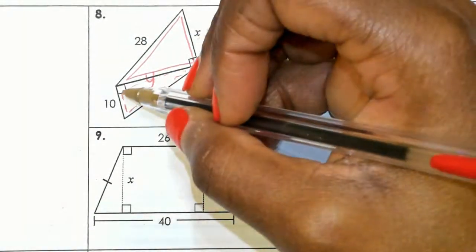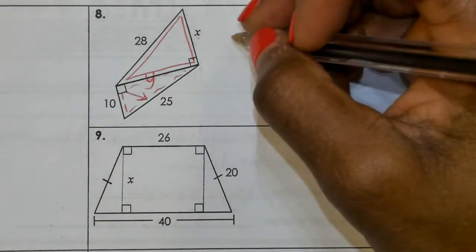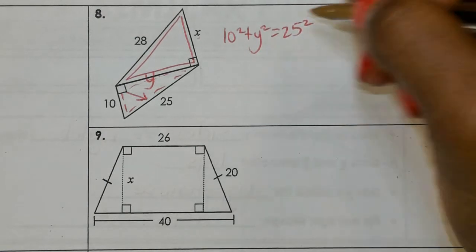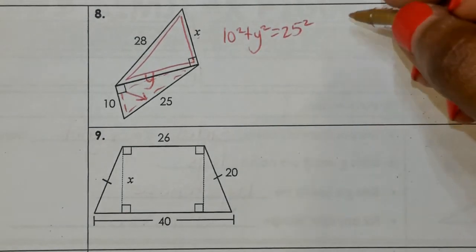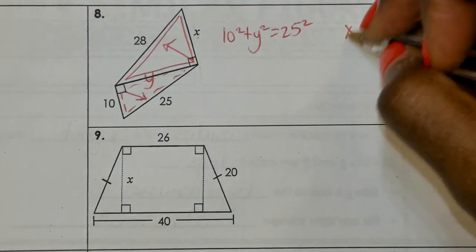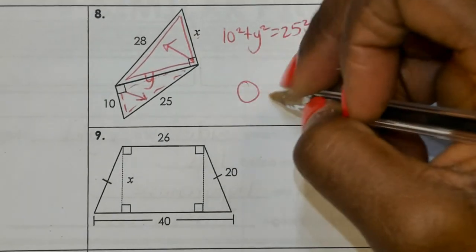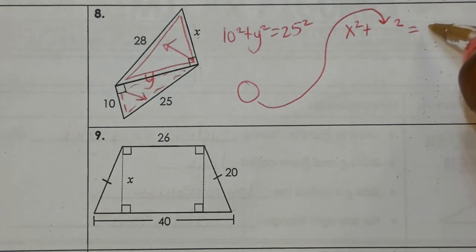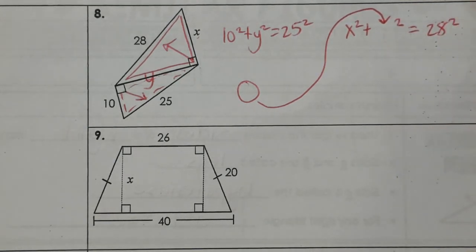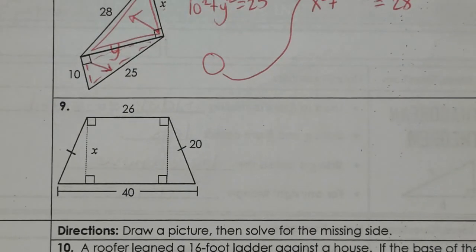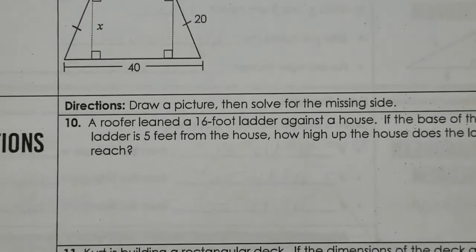So on this triangle, across from the 90 is the 25, so 10 and y are your a and b, and you would solve for y. Then on the second triangle, across from 90, the 28 is your hypotenuse. So x squared plus whatever you got for y is going to equal 28 squared. Okay, and then you're solving that. So I'll let you figure out a couple of these other ones.